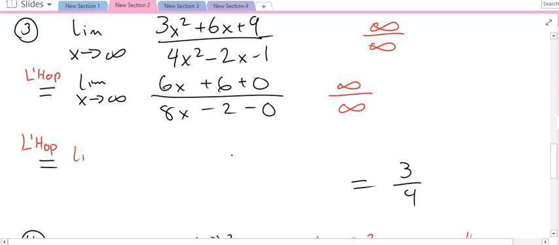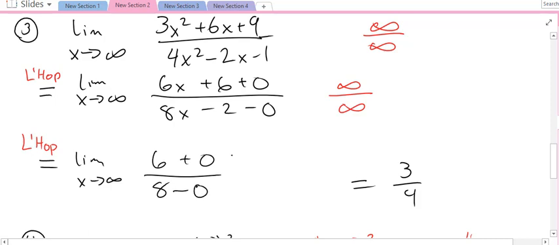And so now we take the derivative again of the numerator. And so we take the derivative and we just get 6 plus 0. And then we get 8 minus 0, which equals, now as x goes to infinity, there is no x anymore. We just get 6/8, which is equal to this 3/4.